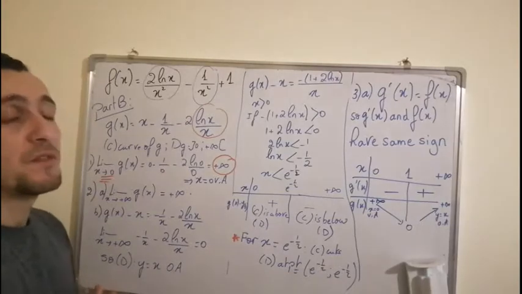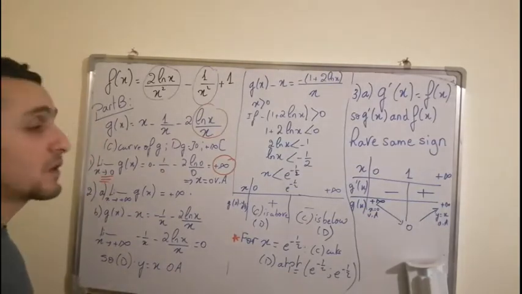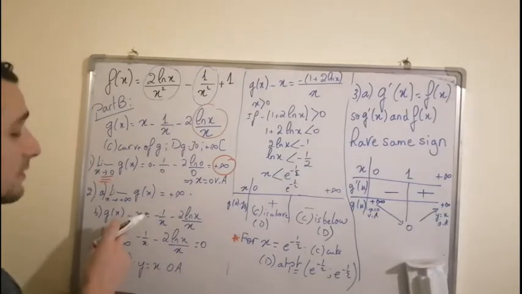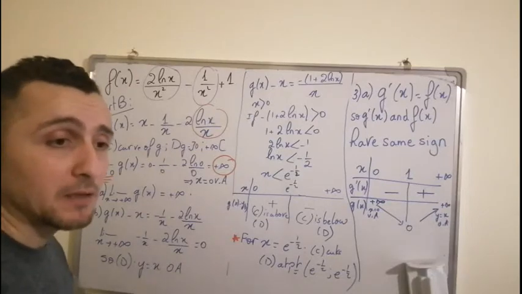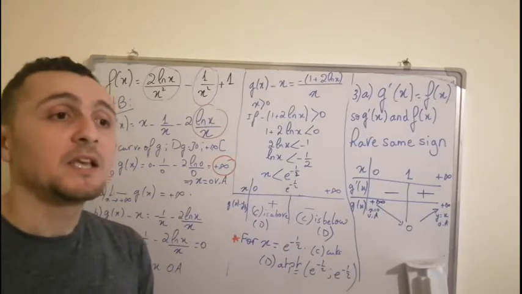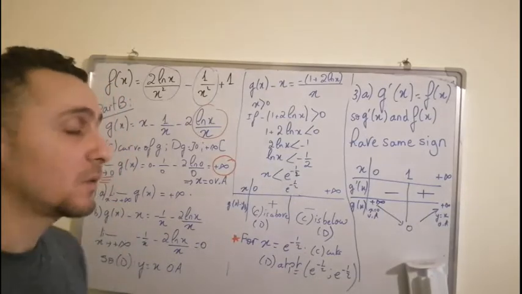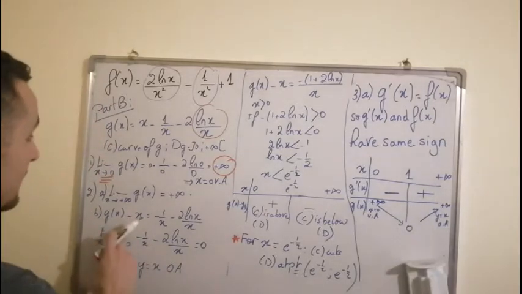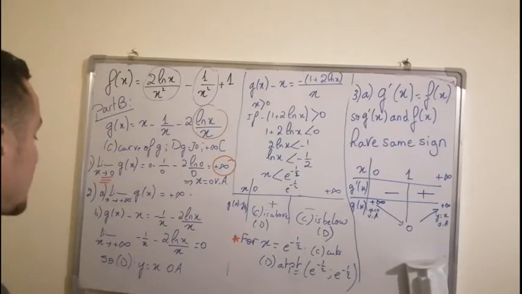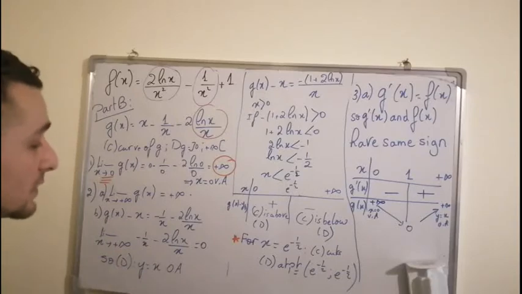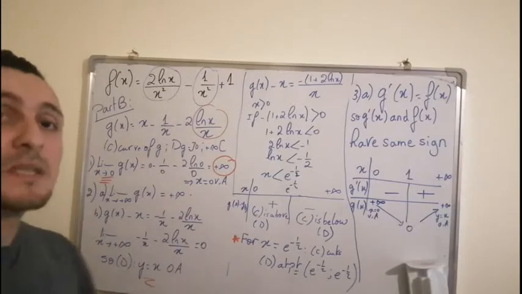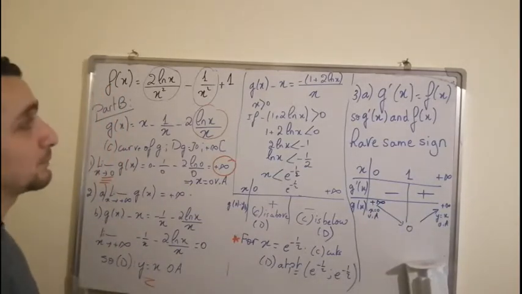Part b, prove that the straight line D of equation y equals x is an asymptote to C. To prove that the line D is an asymptote, we have to calculate the difference between g of x and the straight line D. Then we find the limit of this quantity when x approaches plus infinity. g of x minus x is equal to minus 1 over x minus 2 ln x divided by x. Its limit when x approaches plus infinity equals 0. Then the straight line D of equation y equals x represents an oblique asymptote to C.